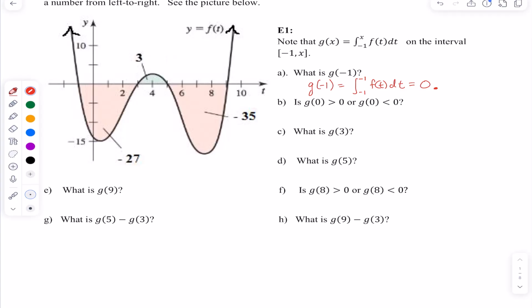Is g of 0 positive or is g of 0 negative? Where is g of 0? We're going to go ahead and shade it from -1 all the way up to 0. It's right there. It's this accumulation below the x-axis. So that accumulation is negative.